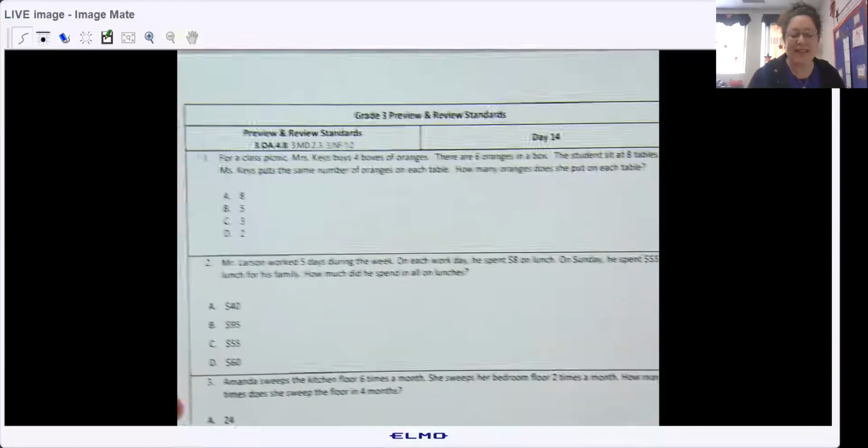All right, math magicians, we are going to continue on with our review. So have your review standards packet, and we are going to start off today with day 14. Just cruising along through the packet, and we will get started.